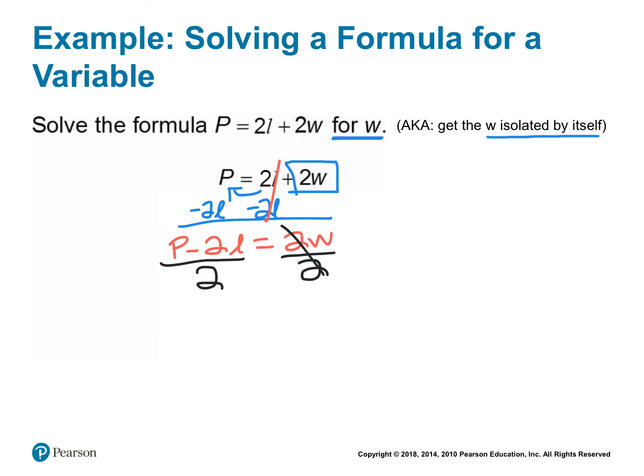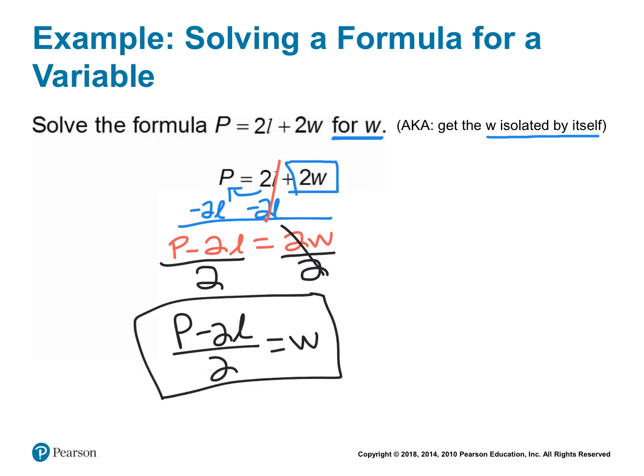So there are 2 ways you could write this. You could say P minus 2L, divided by 2, equals W. The W is by itself, so we are done. This would be nice if you already knew the P and you already knew the L, and you wanted to solve for W. That's why you would rearrange it.